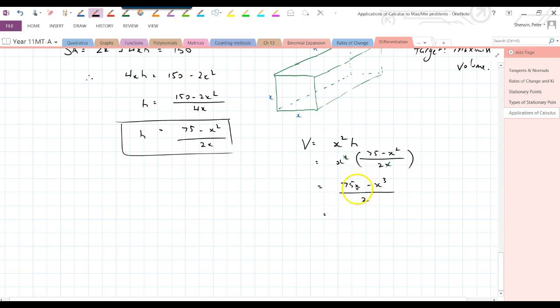Alright, now I'm not ready to derive this. This is not in differentiable form for me yet. Let's split this fraction up. So 75 over 2x, that's that bit of it. 75x over 2 is the same as 75 over 2x. I want to see what the coefficient is.